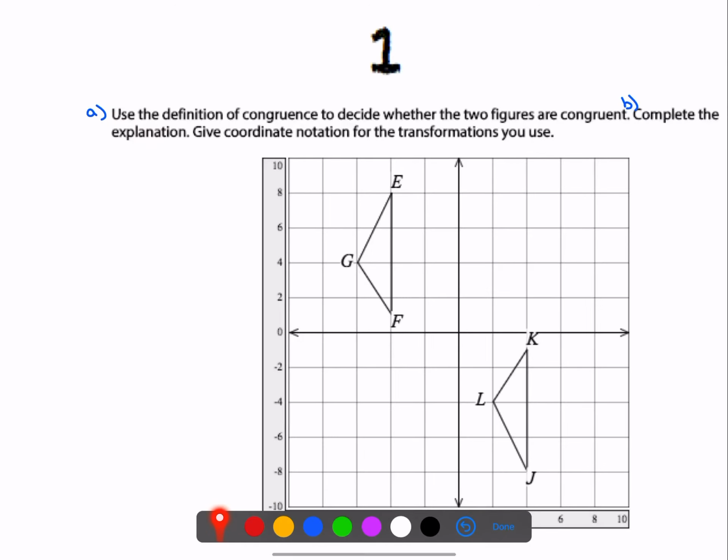So for all of these, we're going to use the definition of congruence to decide whether the two figures are congruent. And then B, we're going to complete the explanation and give coordinate notation for the transformations you use. So to complete our explanation, we actually need to show what transformations we're using. And then for congruence, we need to use our definition of congruence. So looking at these two figures, EFG, and JKL, you want to map EFG onto JKL. All right, go ahead and pause the video, try this one out if you'd like, and then we'll continue through it together.